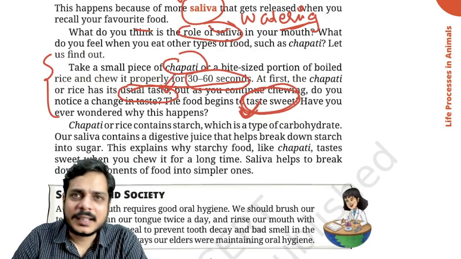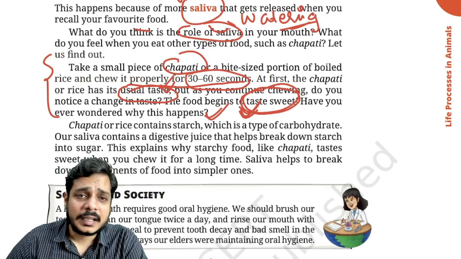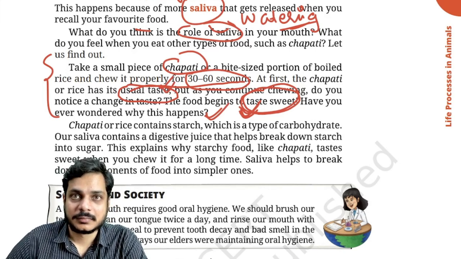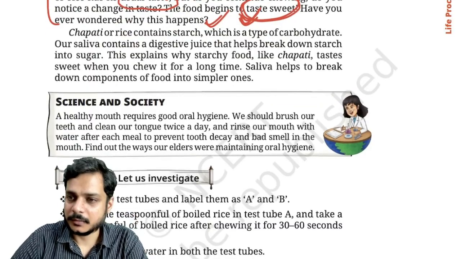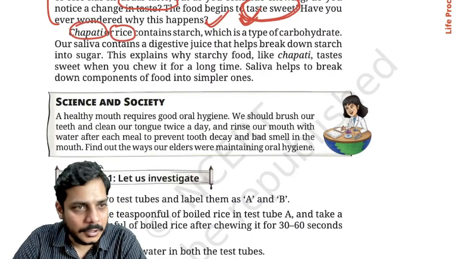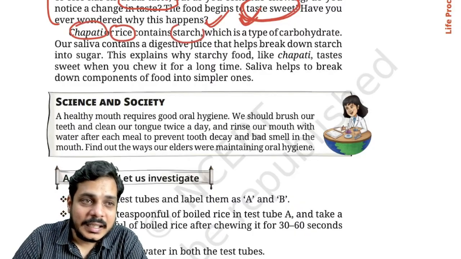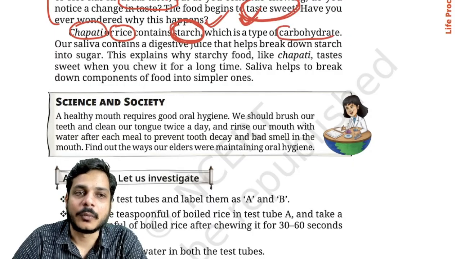Okay, and why does this happen? The reason is that it contains starch. Rice or chapati, both of these food items are quite staple in India. A lot of people eat it. It contains starch, and this starch is a type of carbohydrate.